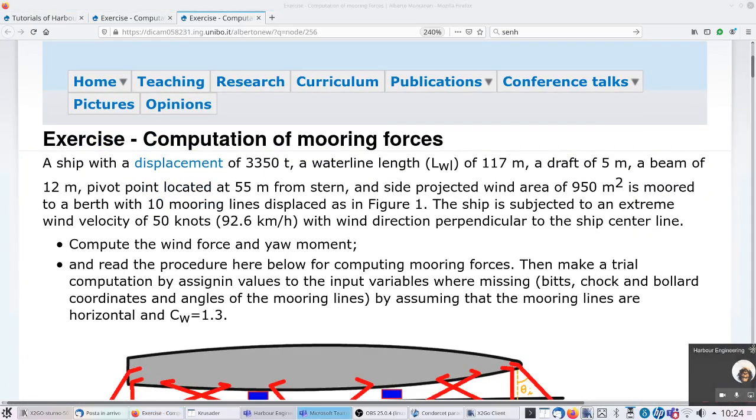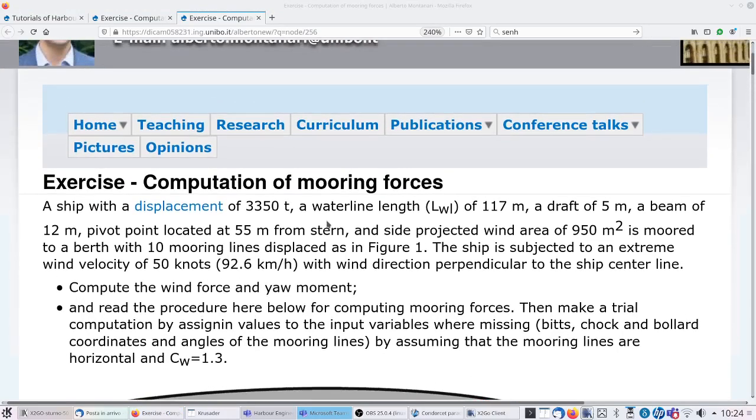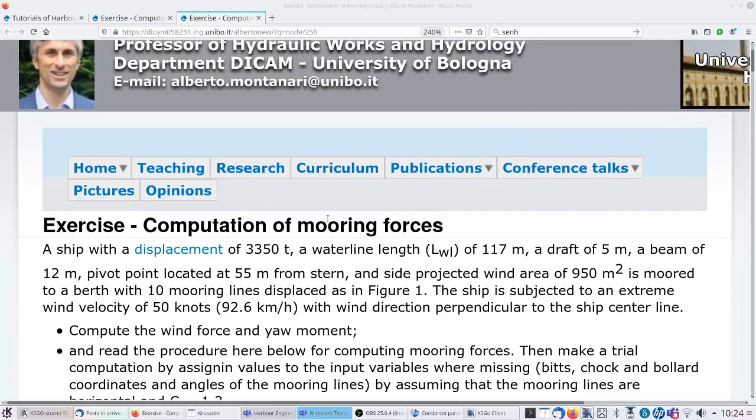Just let me remove this. Perfect. Now let's have a look. A ship with a displacement of 3,350 tons. So the first line gives you the behavior characteristics of the ship. So what is the displacement?